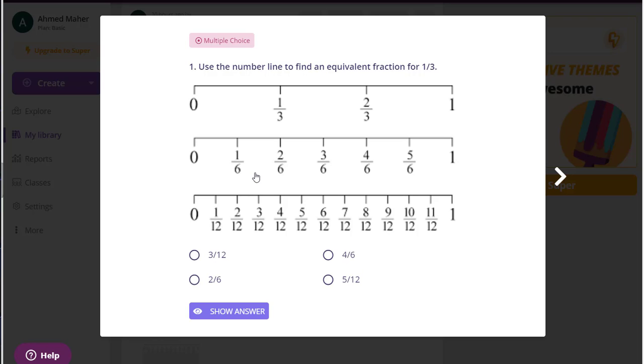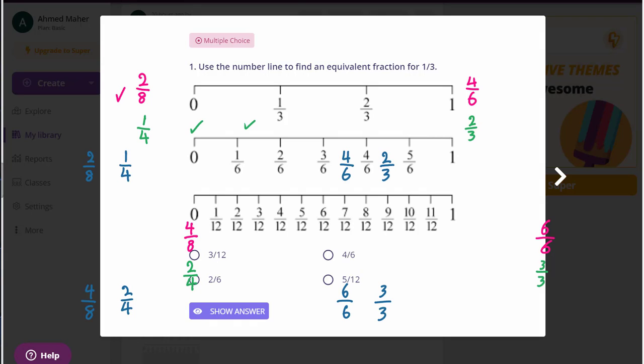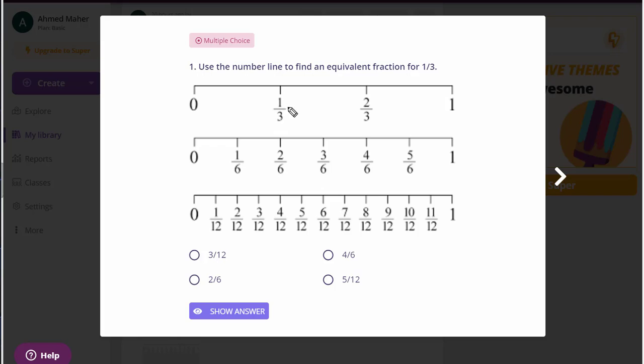Use the number line to find an equivalent fraction for 1/3. Okay, so this is 1/3. And then we see the fraction that's under it. We see that the fraction that is under it is 2/6, 2 sectors. So the answer is 2/6. Yes, so the correct choice is 2 sectors. Thank you, my hero. Great work.